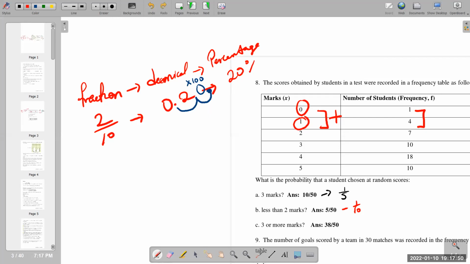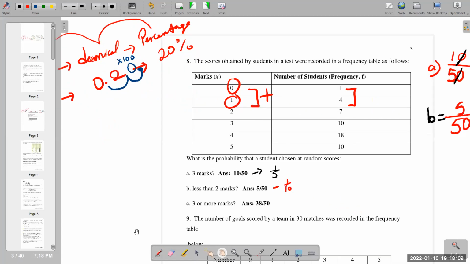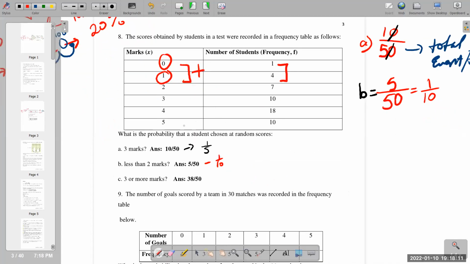Everybody see that? These are revision things you need to remember. These 3 things, you could represent the same information in these 3 different ways. So it is acceptable, but which one do you think is the easier one? Fraction is usually the easier one. Okay, everybody with me?